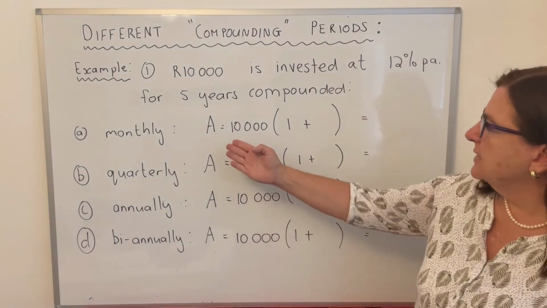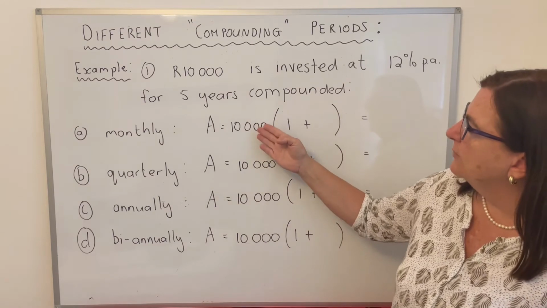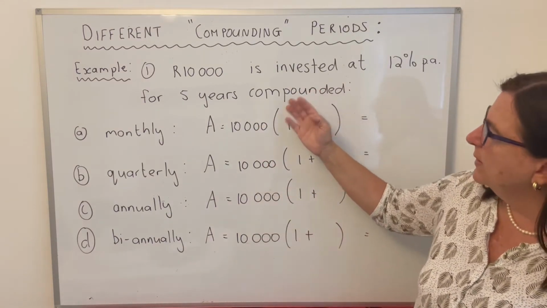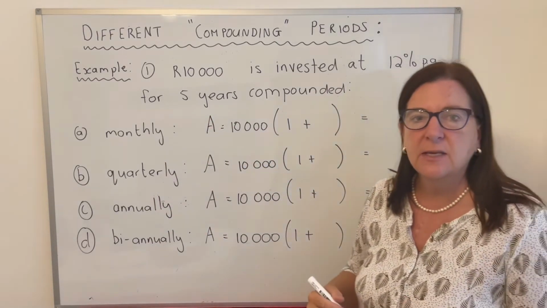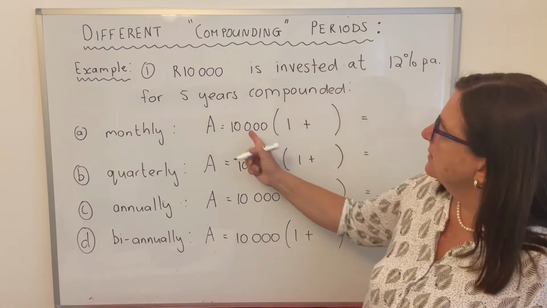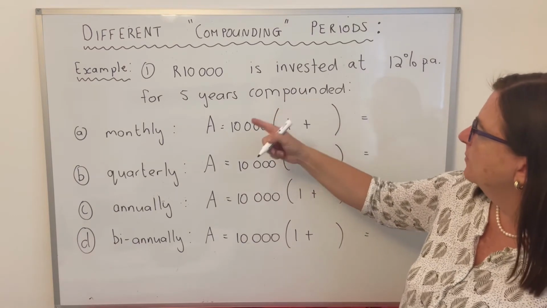So in each case, I've used my compound interest formula, and in each case, my P or my original amount is 10,000. What's changing is the fact that it's compounded monthly, quarterly, annually, or biannually. So let's quickly have a look how this affects, firstly, the interest rate, and secondly, N. So if my 10,000 Rand is invested at 12% per annum for 5 years, compounded monthly.